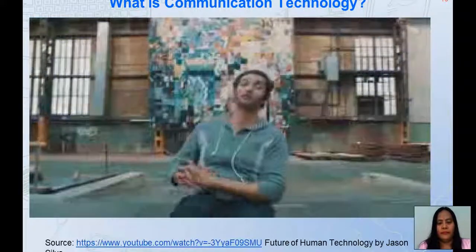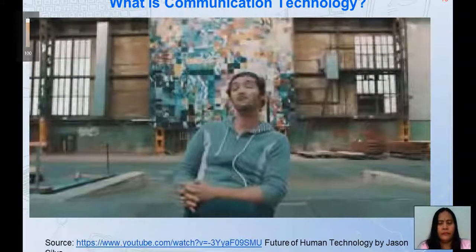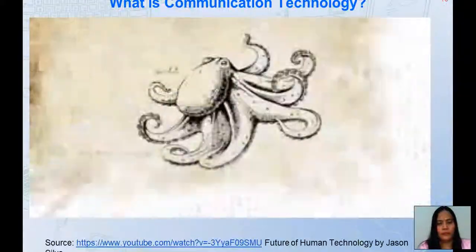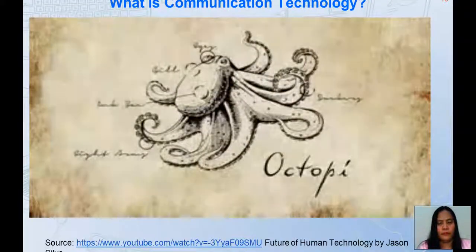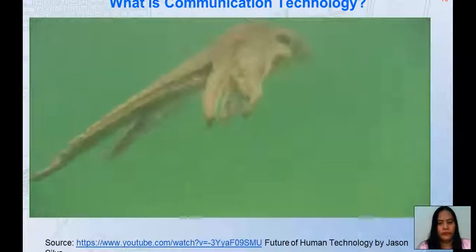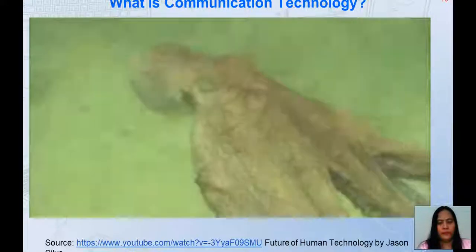So the philosopher Terence McKenna had a fabulous metaphor to express what he felt was the future of human communication. And he talked about an organism called the octopi. And he says that for the octopi, communication, language, was something to be beheld. The octopi wore its mind outside its skin.